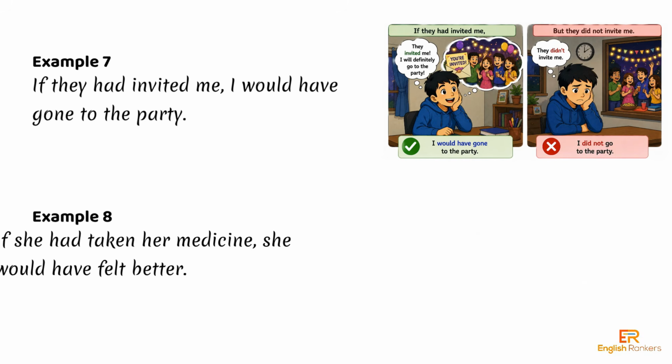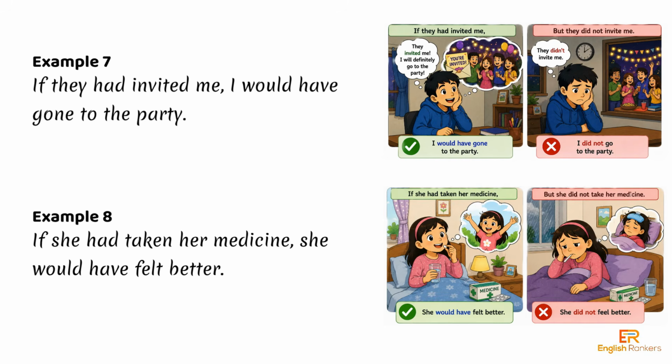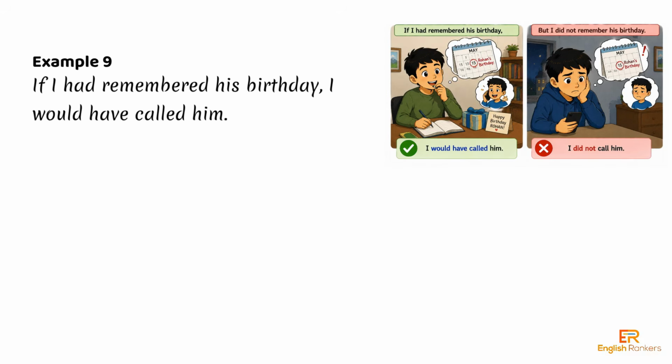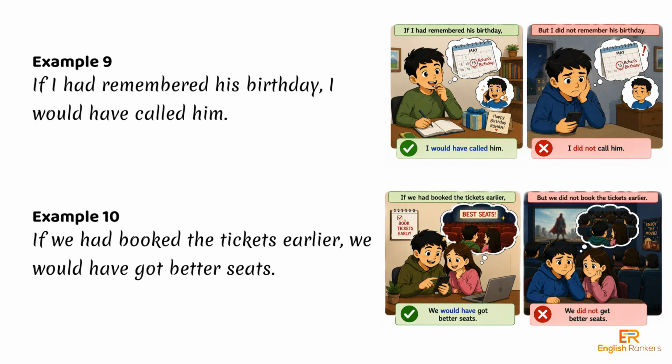Example 8. If she had taken her medicine, she would have felt better. She did not take her medicine, so she did not feel better. Example 9. If I had remembered his birthday, I would have called him. I forgot his birthday, so I did not call him. Example 10. If we had booked the tickets earlier, we would have got better seats. We booked late, so we did not get better seats.